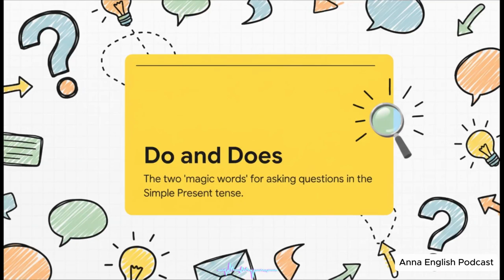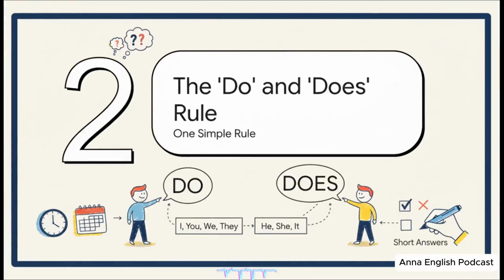And here they are, our two magic words, do and does. Seriously, you can think of these as the keys to unlocking questions in English. The most important thing to get is that for almost any action happening now or regularly, your question is going to start with one of these two. Okay, so the million-dollar question is, how do you know which one to use? When is it do and when is it does? Well, lucky for us, there's a really, really simple rule for this.